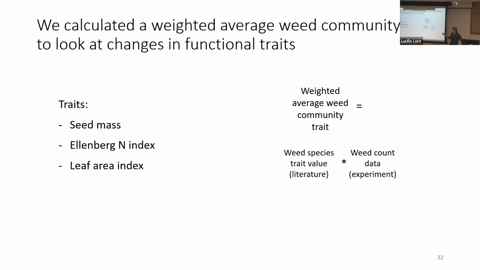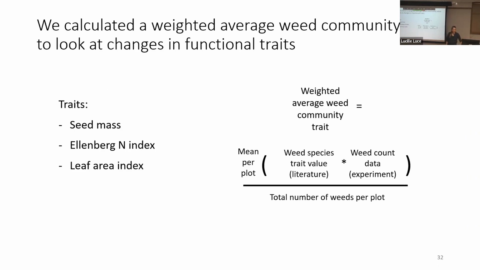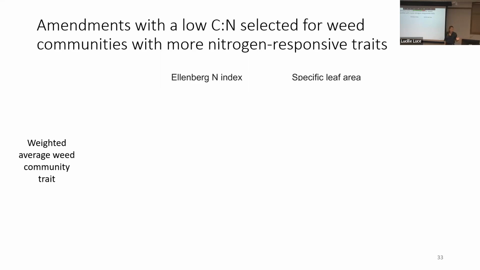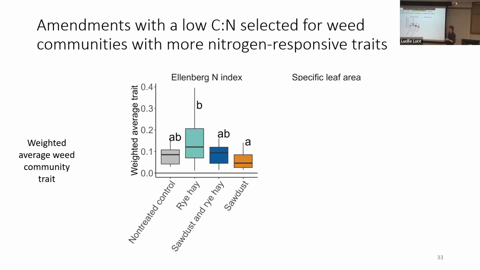So we looked those traits up, and then we multiplied them by our weed count data in our actual experiment. And then we found the mean value of those 3 traits per plot. And because we wanted it to be weighted, we then divided it by the total number of weeds that we had in that plot. So again, keeping that equation in mind, 2 of the plant traits were significantly affected by our soil amendment treatment, the Ellenberg nitrogen index and the specific leaf area. And if we look at Ellenberg nitrogen index, we see our highest index in our rye hay plots, which makes sense because we're adding a significant amount of nitrogen to that plot. And our sawdust amended plots had the lowest Ellenberg nitrogen index species on average.